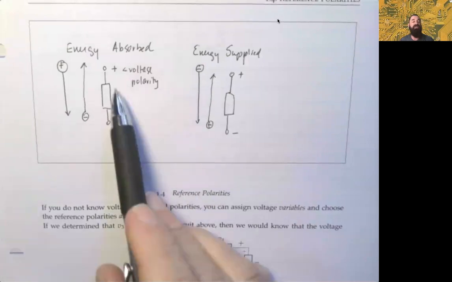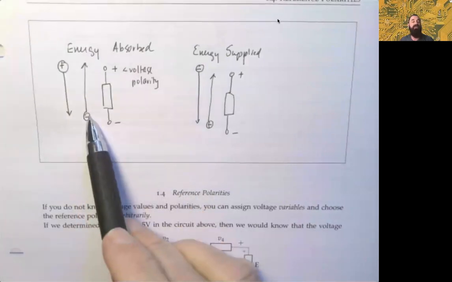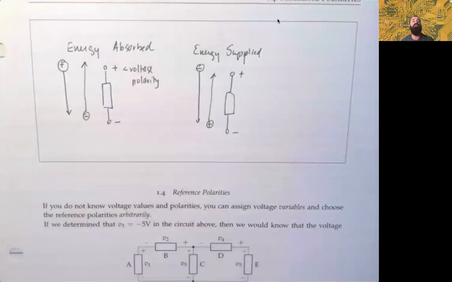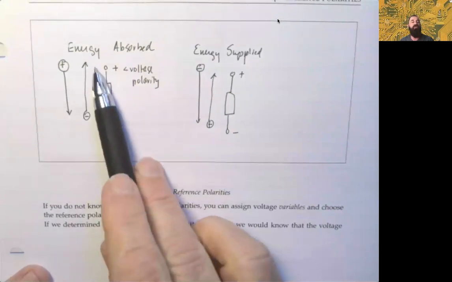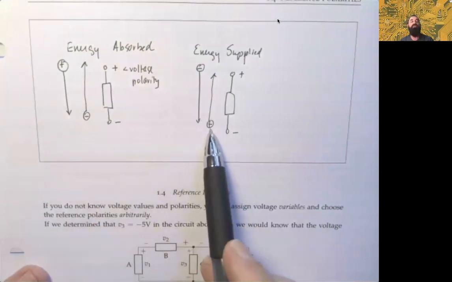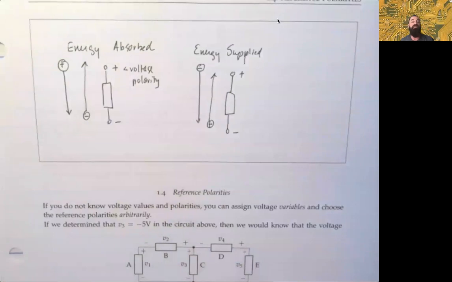If they are matching, in other words, positive to positive, negative to negative, then energy is being absorbed. So that kind of makes some sense, that you're absorbing more of the negative or absorbing more of the positive, whereas here they're opposite, so the energy is being dissipated.